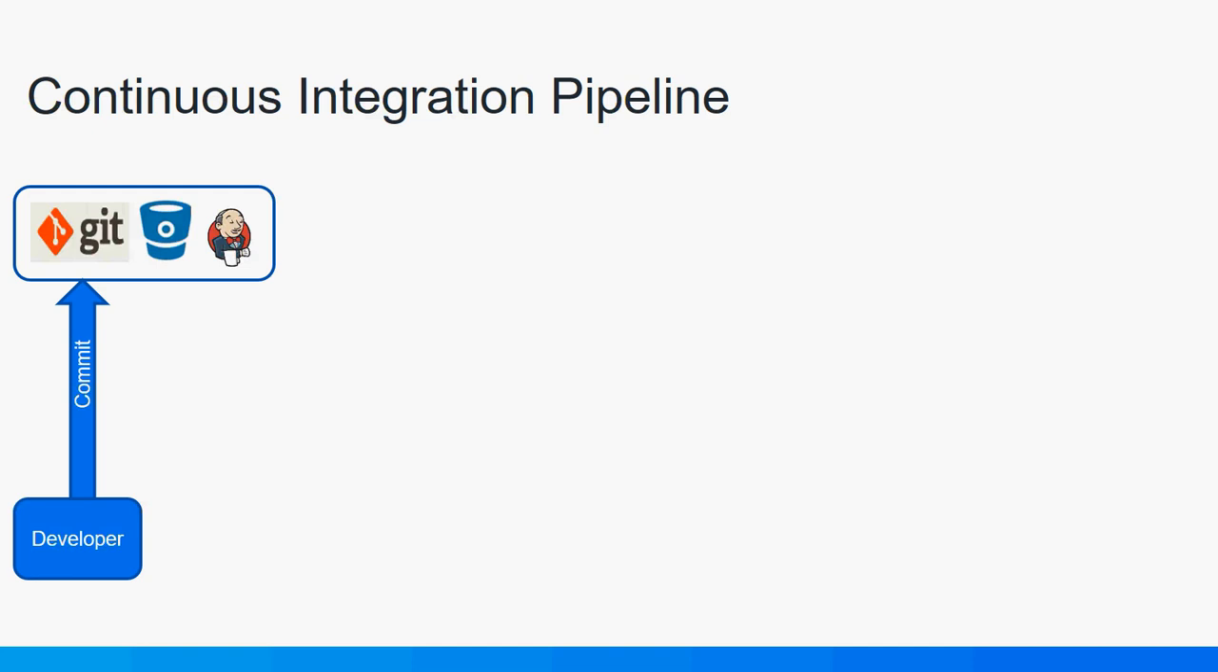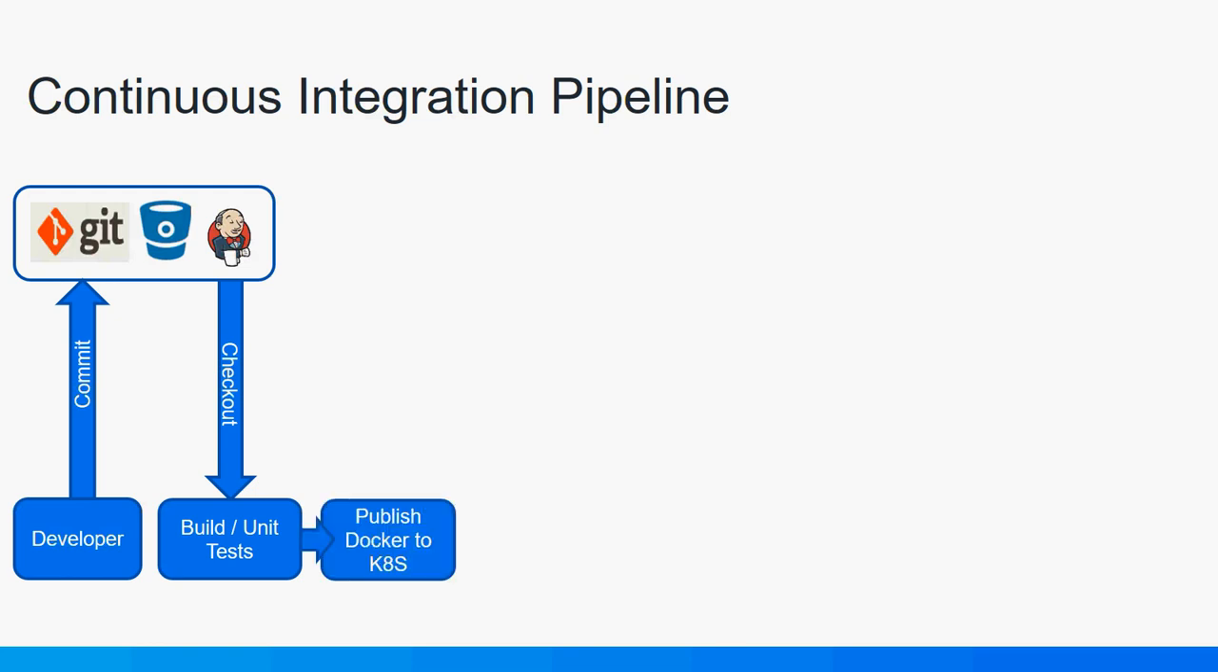So the developer is going to commit the changes to Git, which is hosted on a Bitbucket server. And Jenkins, based on the changes and the pull request, will trigger the build, which is nothing but Jenkins checking out the code, then building and starting the unit tests. Once the unit tests are passed, it is published. It is going to create a Docker image. In our environment, we are using Docker.